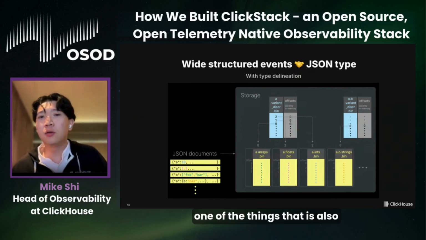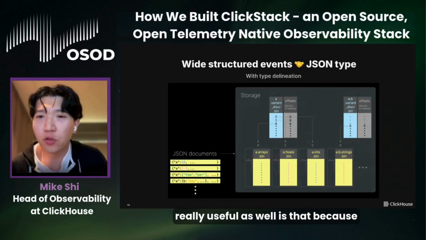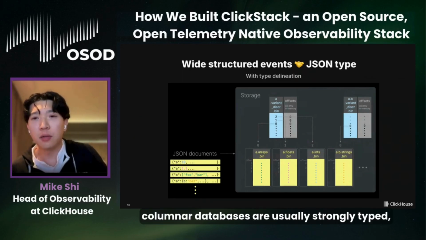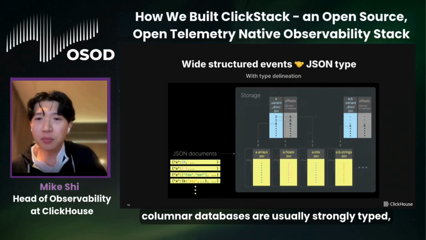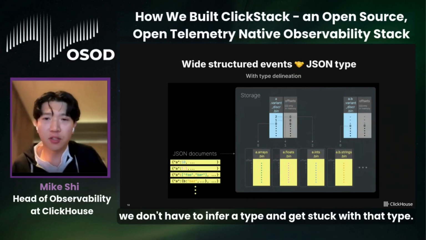And one of the things that is also really useful is that because columnar databases are usually strongly typed, we don't have to infer a type and get stuck with that type.